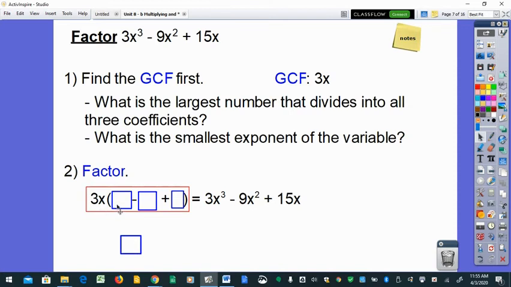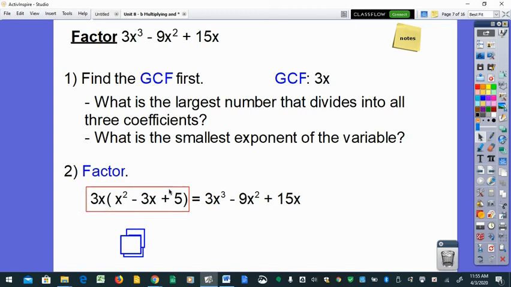3x times what gives me 3x to the third? Well, I need 2 factors of x, and then that times that would give me the 3x to the third. 3x, there's my minus. Now 3x, I need a 3 to get the 9, and I need another x. So 3x times 3x would give me the 9x squared, and of course there's a minus in there. And then finally 3x times what would give me the 15x, and it would just be the number because the x is already in the GCF.